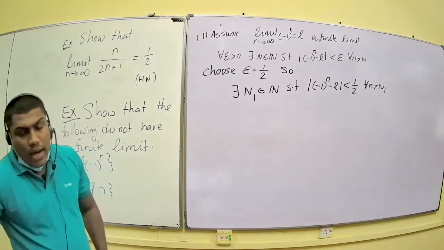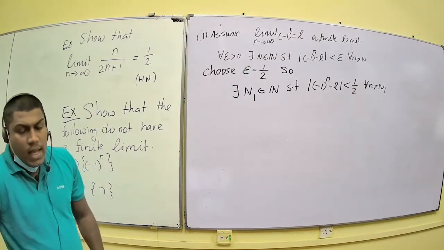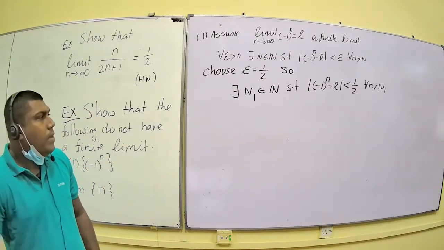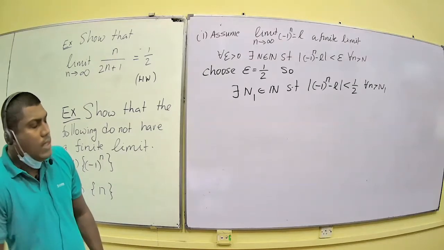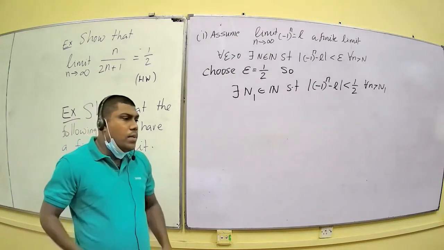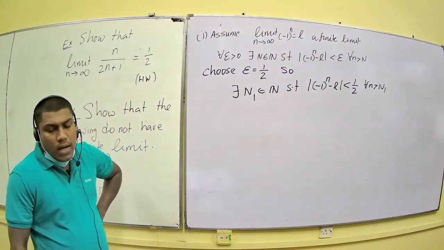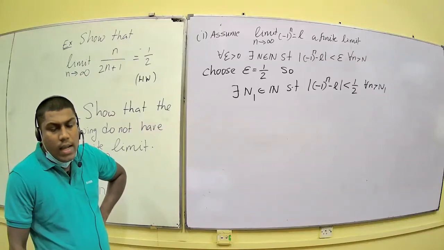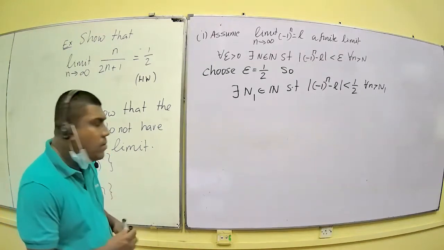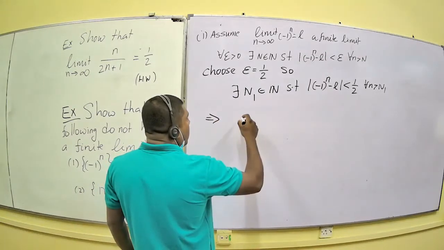This is how you rewrite the definition, because you fix epsilon now, so you fix the capital N as well. Now you see that (-1)^n has a special property: it takes the value plus 1 when n is even, and it takes the value minus 1 when n is odd. That is something you all know. So this gives me two inequalities.